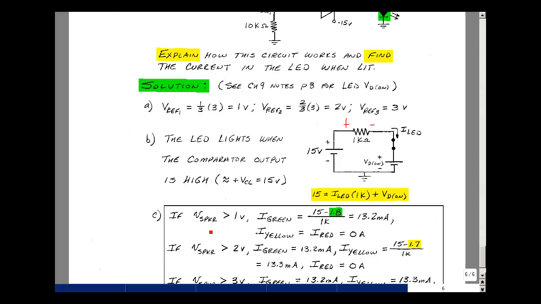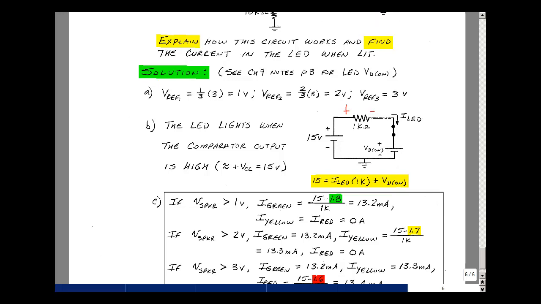If our speaker voltage exceeded 1 volt, the green LED will light. The value will be 15 minus the drop across a green LED, which is typically 1.8 volts, and that gives us 13.2 milliamps. We have a bright LED with that. The comparators for the yellow and the red LED don't have a voltage large enough to have the output go high, so the current is 0.